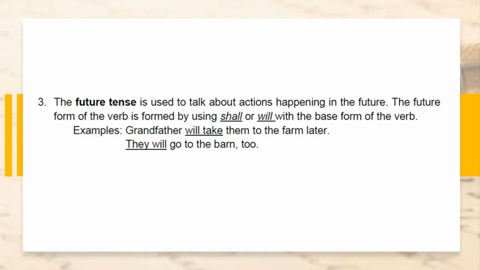3. The future tense is used to talk about actions happening in the future. The future form of the verb is formed by using shall or will with the base form of the verb. Examples: Grandfather will take them to the farm later. They will go to the barn.